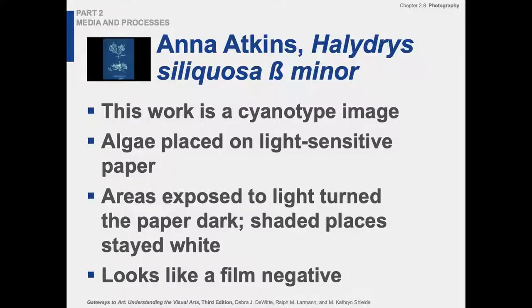This is some British algae. So it's light sensitive paper, with this piece of algae put on there. The areas exposed to light turn dark, and the shaded places stay white. Now Rauschenberg, you might note, takes this into play and does these large-scale cyanotypes with whole figures in the late 40s, early 50s. So it looks like a negative, but it's a cyanotype, which is like a blueprint.